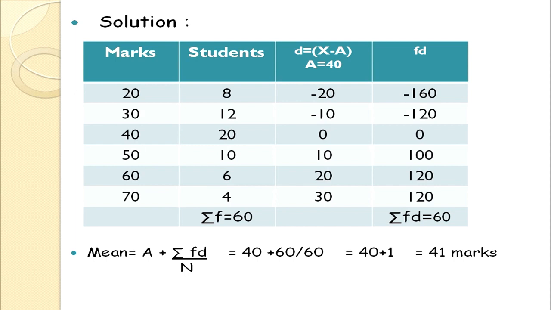Now, just write the formula first. Mean is equal to A plus summation of FD divided by number of observations, which is equal to 40 plus 60 divided by 60, that comes to 41 marks.